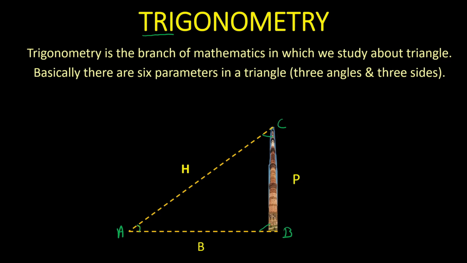I have written here, you can see, basically there are six parameters in a triangle, three angles and three sides. You already know it. So let's move ahead. Hope you understand what trigonometry is. Trigonometry is the measurement of triangle, in which we study about triangles. Let's move ahead.